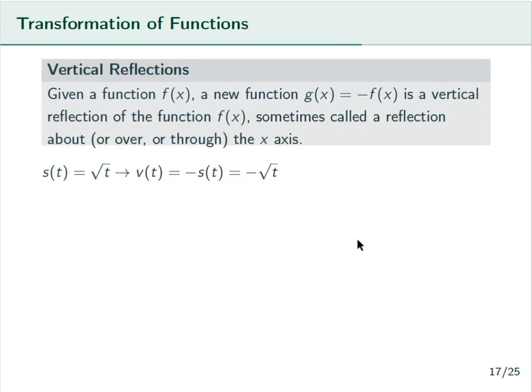So vertical reflections. So given a function f of x, a new function g of x, now we're multiplying -1 to the output. So that means all the positive output quantities become negative, and all the negative output quantities become positive. That's why it causes reflection. Okay, sometimes it's called reflection about or over the x-axis.